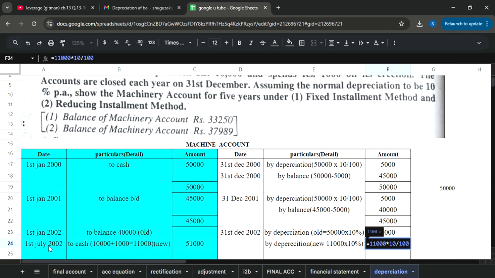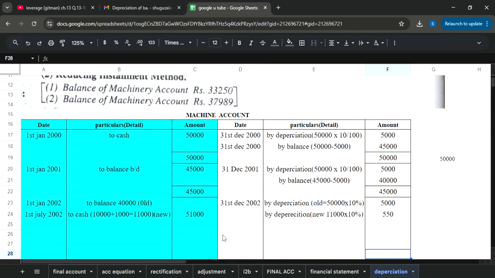Very important, you will have to be attentive. This is 1st July 2002, while we are charging depreciation on 31st December 2002. So between July and December, how many months? 1st July, July, August, September, October, November, December. So these are 6 months. So multiply by 6 divided by 12. In this way you have got your two depreciations.